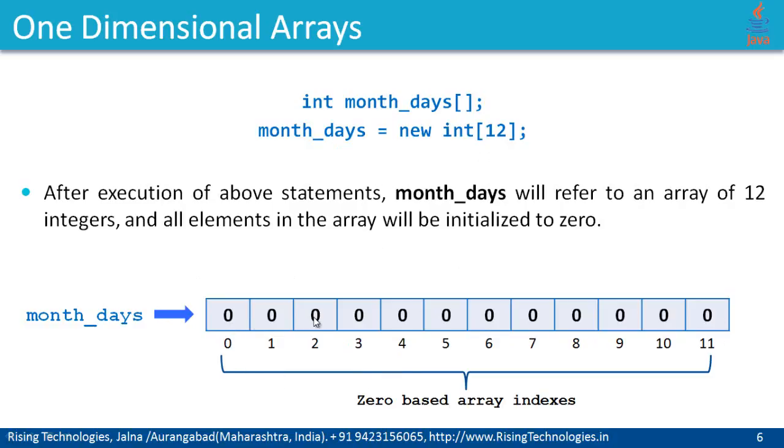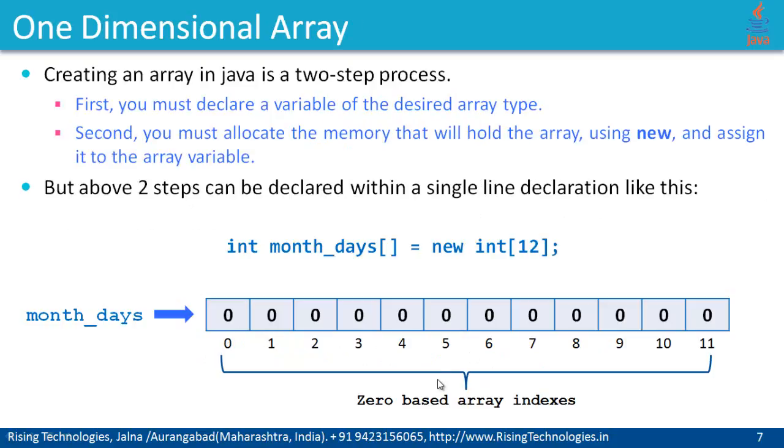Remember that array in Java is actually zero-based array indexes. So each and every element of the array is going to have a unique array index, and that index begins from 0. So this is the index number of first array variable, this is the index number of second array variable, and so on. So this is called as zero-based array indexes.